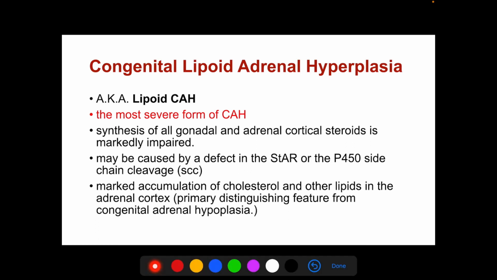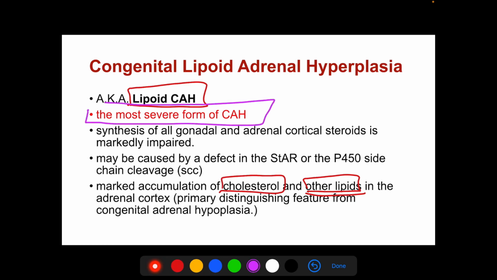So this one is otherwise known as lipoid CAH. Now you have an idea based on the name what is actually the problem in this one. There is this problem in the lipids and in the cholesterol. But anyway, it's the most severe form of CAH because the synthesis of all gonadal and adrenal cortical steroids is markedly impaired. So that means the steroid hormones are decreased. That is caused maybe because of STAR or the P450 side chain cleavage.